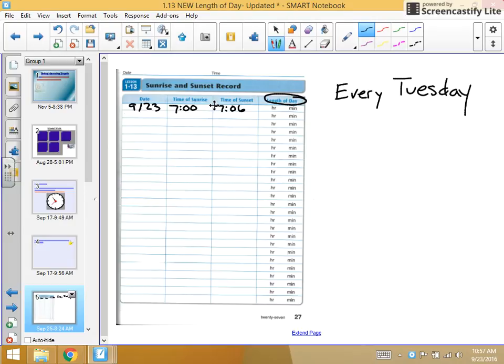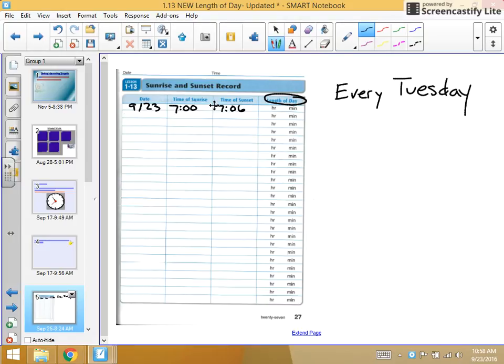Well, we know that the length of the day is 24 hours, right? From 12 o'clock midnight, 12 a.m. to 11:59 p.m., we have 24 hours in the day. So what we want to do to figure out length of day is start with sunrise and count the hours up and followed with the minutes.